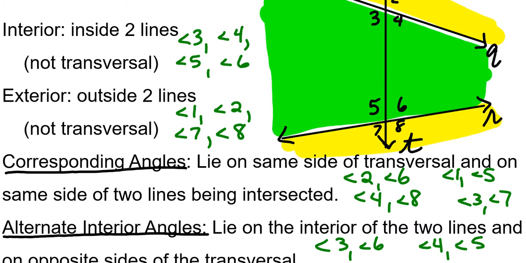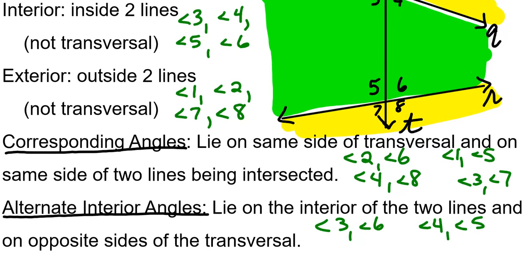Okay. Next we have alternate interior angles. They lie on the interior, so in the green shaded area of the two lines, and on opposite sides of the transversal. So they're like on alternate diagonal corners on the interior. So that'd be angle 3 and angle 6, and angle 4 and angle 5.